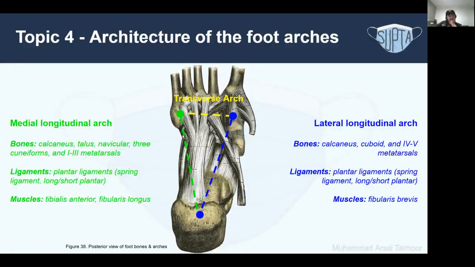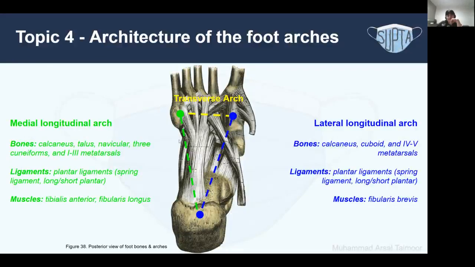And then the ligaments, the plantar ligaments. So the spring ligament, also known as the calcaneonavicular ligament, and then you've got the long and short plantar ligaments. And then the muscles, so the tibialis anterior and the fibularis longus. You're not going to remember this today. You're not going to remember this tomorrow. This is something that you've got to sit down and read through and visualize.